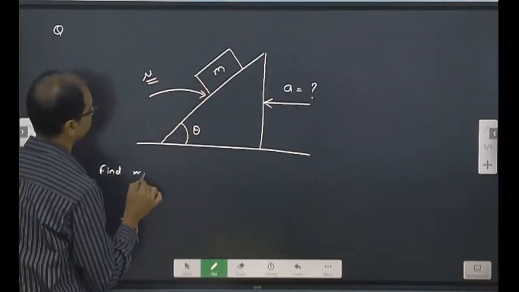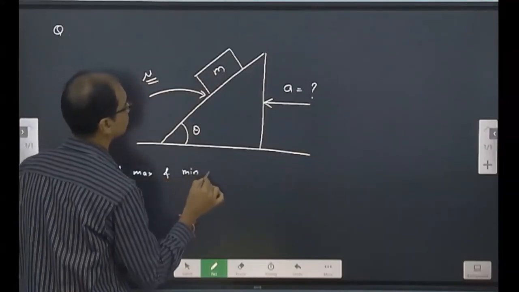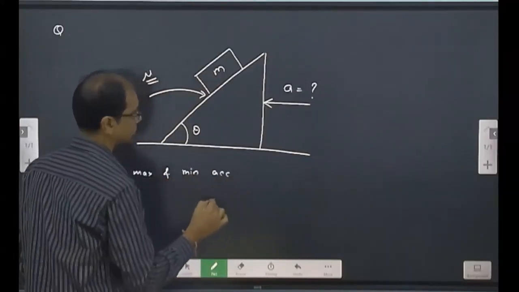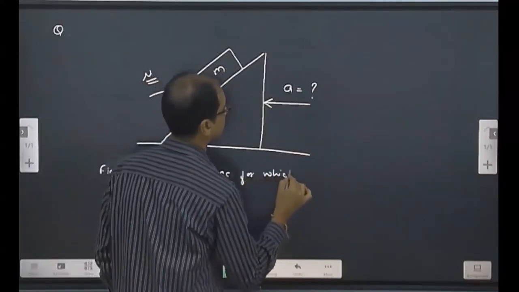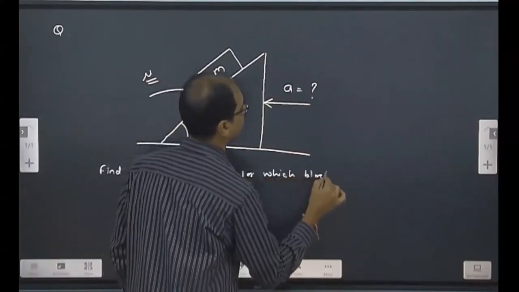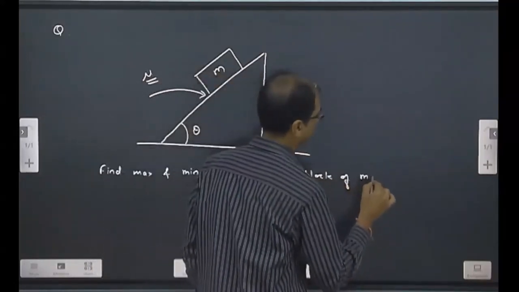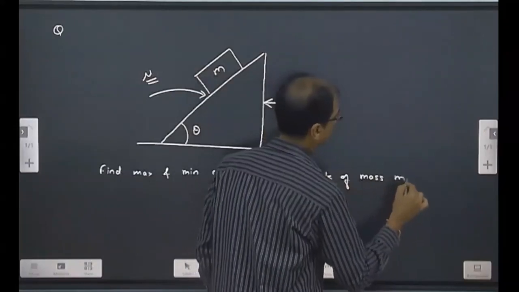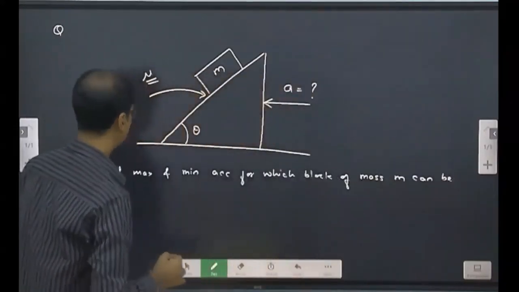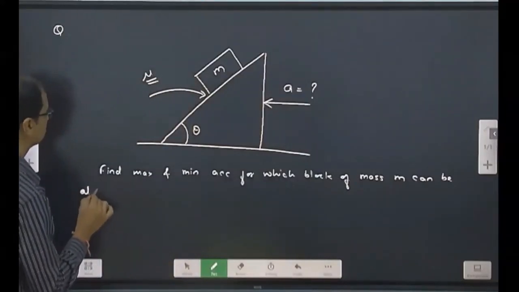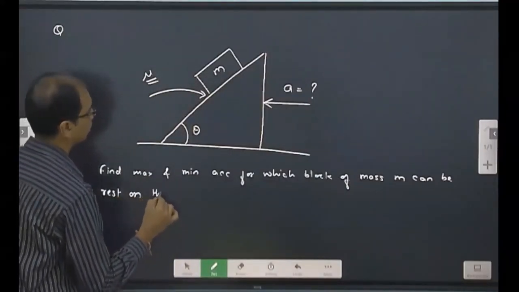Find the maximum and minimum acceleration for which the block of mass m can be at rest on the inclined plane.